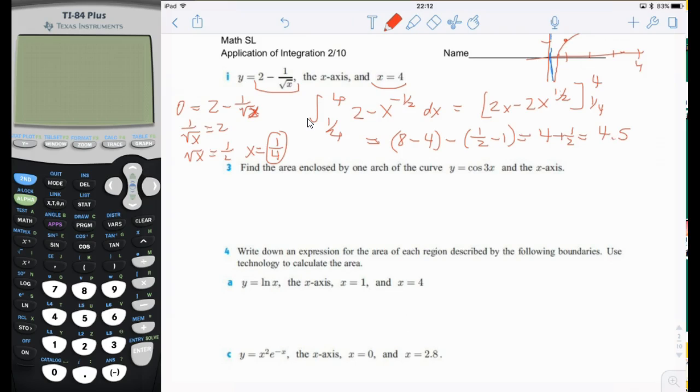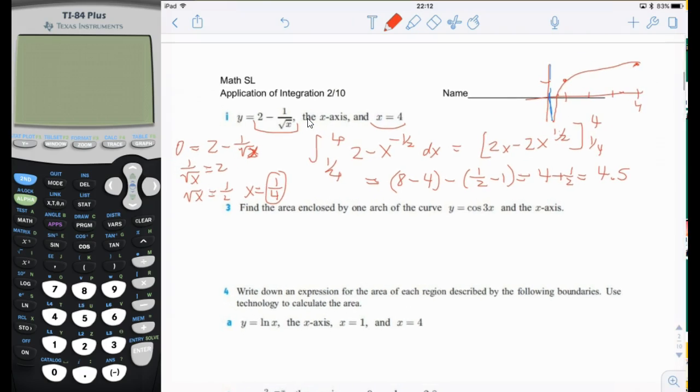Okay, and so basically we were finding the area in this region. We were going from this point here, x equals 1/4, all the way to x equals 4.